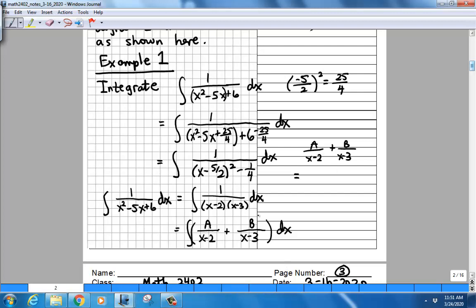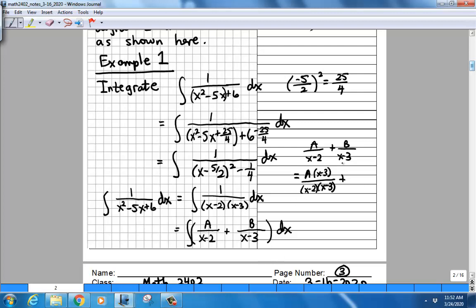Now let's actually add those two fractions together. We have to remember how to add these two fractions, and that means we have to build up these denominators so that we have a common denominator. To do that, you take the first fraction and multiply it by x minus 3 over x minus 3. So I'm going to multiply top and bottom by x minus 3. That gives me a times x minus 3 over x minus 2 times x minus 3.